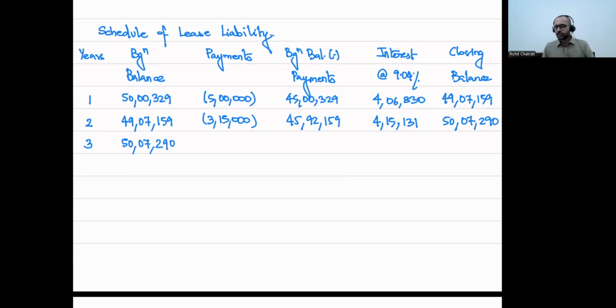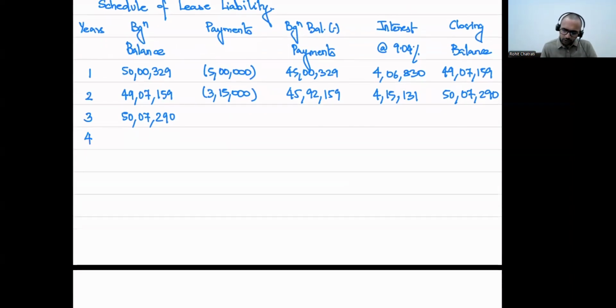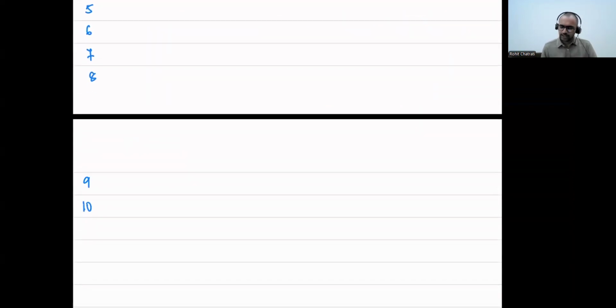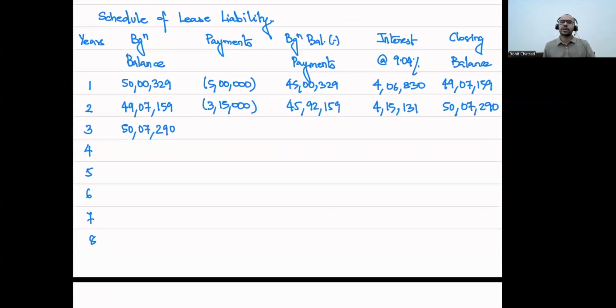So again, the beginning balance of year three will be 50 lakh 7,290. What I will actually do now is plot down all the payments. I'm plotting down all the years first. Let us also plot down all the payments so that we don't keep switching. All right, I'll take a pause. You also can take a pause.